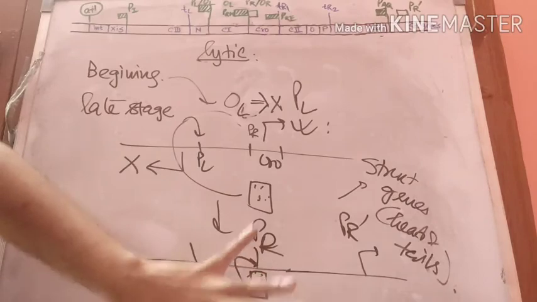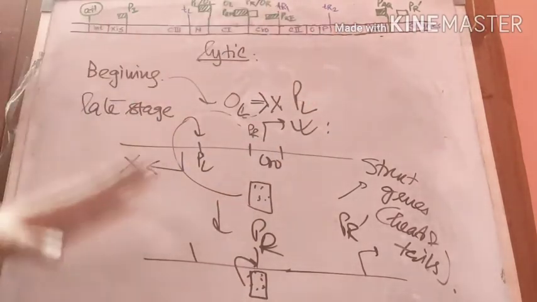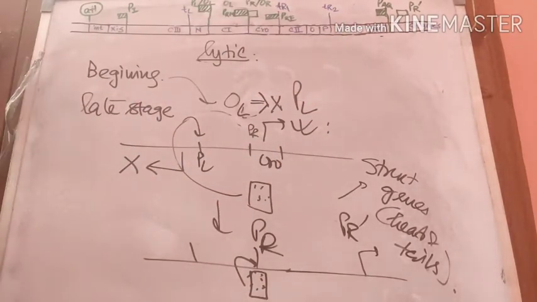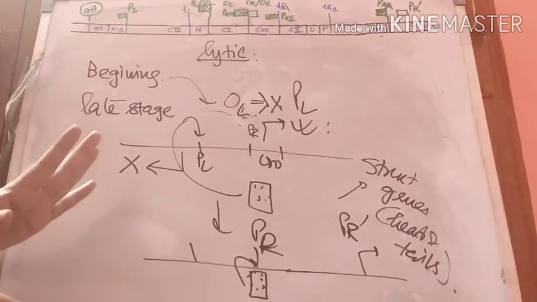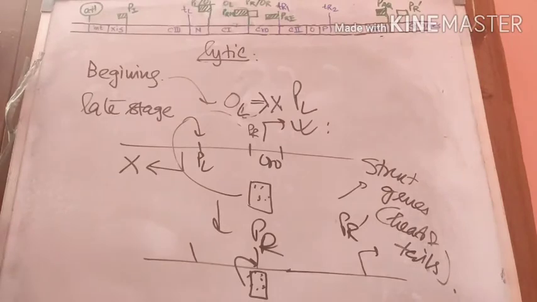Now, finally, the PR is also blocked at the late stage. Now both PL and PR are unavailable. Only PR dash is activated. So from that, the structural genes will be synthesized, and it will produce all the heads and tails. And finally, it will lead to the lysis, or the burst of the virus cells.